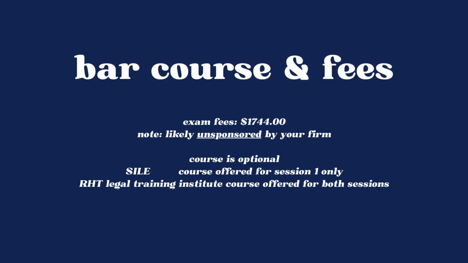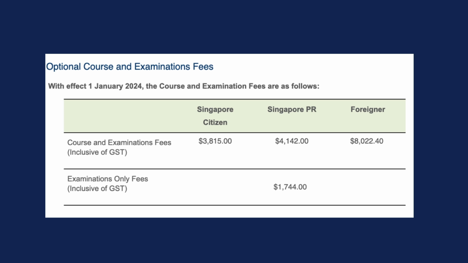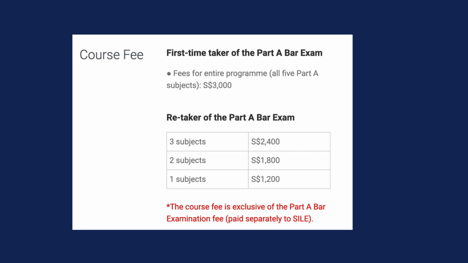So there are different courses offered for the different sessions. For session 1 that happens in April every year, the SILE course I think is available. Whereas if you do session 2, only the RHT legal training course is offered. Some of you might know this is the course that's headed by Professor Walter Woon. So let's talk about course fees. It's about $2,000 for the SILE course, and it starts off at $3,000 for the RHT course.